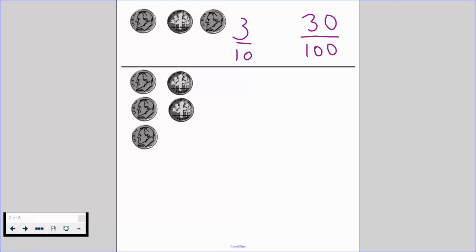In the next model here, you see we have 1, 2, 3, 4, 5. So we have 5 out of the 10 dimes that it takes to make up a whole dollar, or 50 cents. That's 50 out of the full 100 cents that it takes to make up a dollar. So you can see how these amounts are equivalent. It's just a matter of whether you want to express it as out of how many dimes you would need, or out of how many cents in the whole dollar.